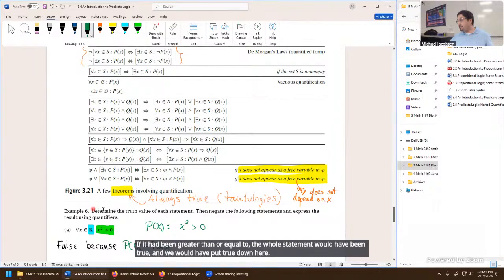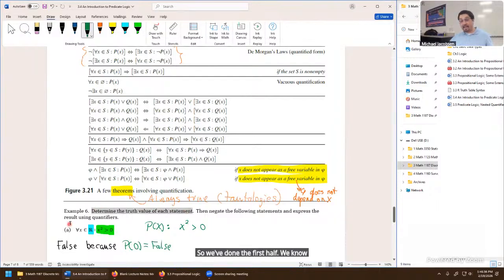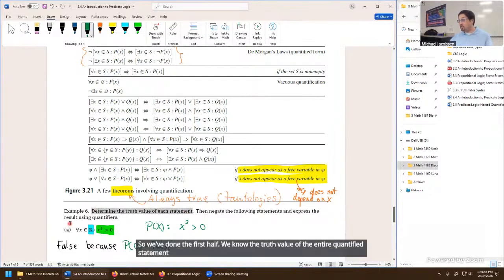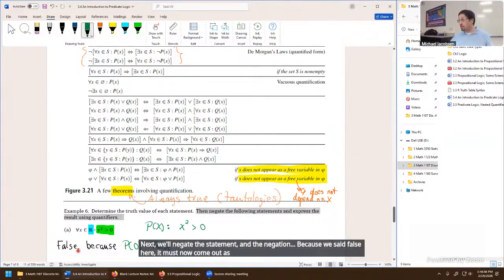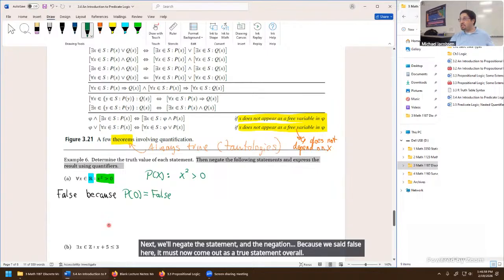So we've done the first half. We know the truth value of the entire quantified statement. It's false. And again, that's why the universally quantified statement is so powerful. The only way this is true is if you can prove it's true for every x. Next, we'll negate the statement, and because we said false here, the negation must now come out as a true statement overall. So let's put the negation down below.